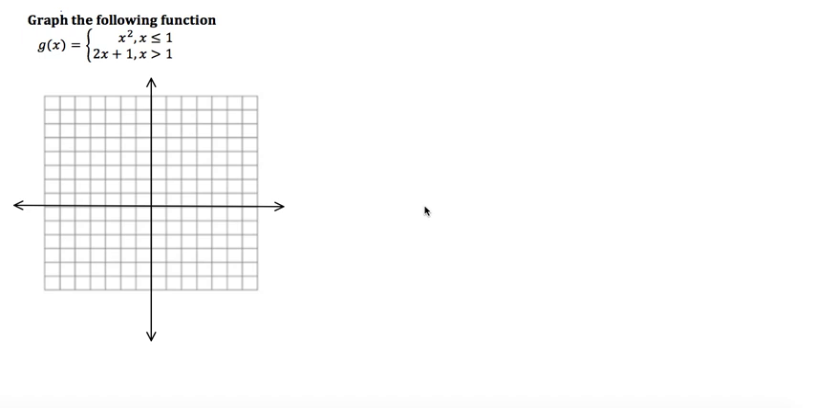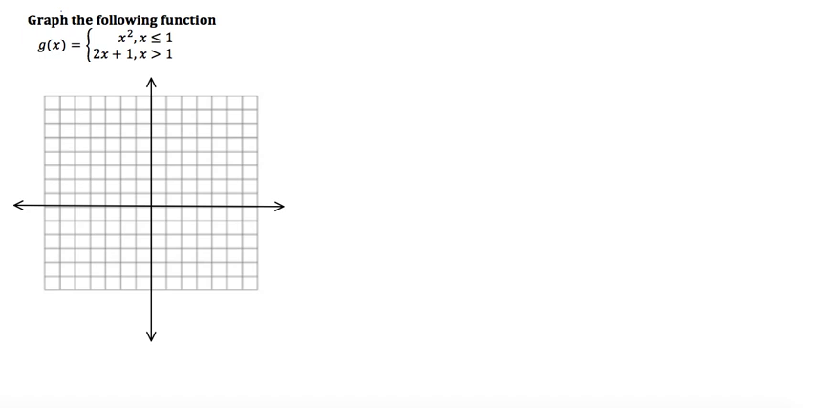Let us end our study here of piecewise functions with an example that is a little bit trickier. We have an x squared function and a linear graph, 2x plus 1. We're going to use the x squared when x is less than or equal to 1, and we're going to use the linear function 2x plus 1 when x is greater than 1.